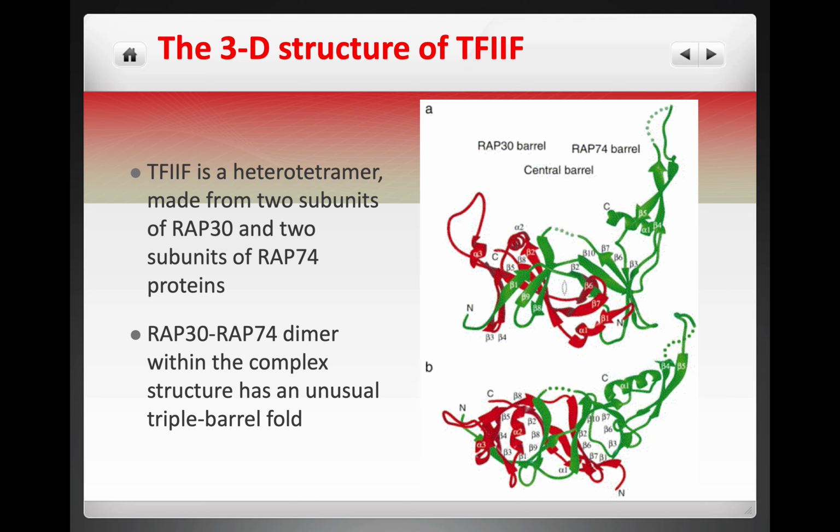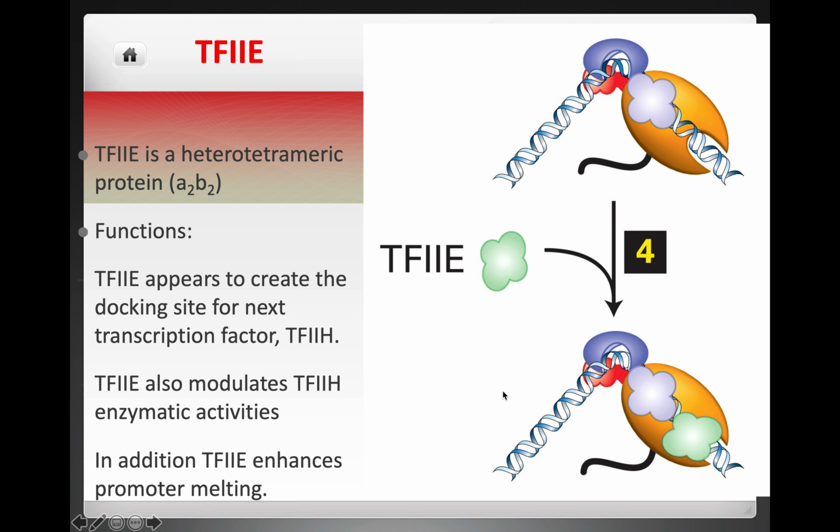So this is the rough 3D structure of TF2F. As you can see, it is a heterotetramer made of 2 subunits, and of course sometimes the Rep2 and Rep74 are dimers within the complex structure. So I'm not going to go into details. Let's move on to the other 2 transcription factors, which are TF2E and H.